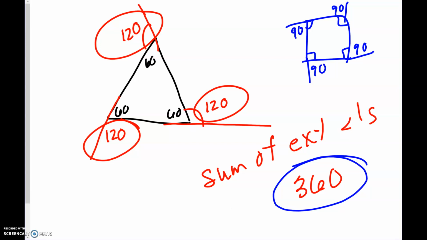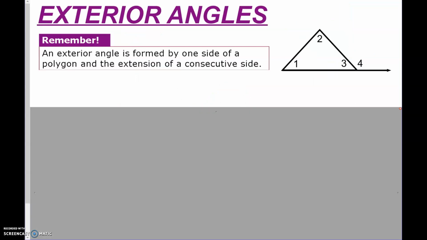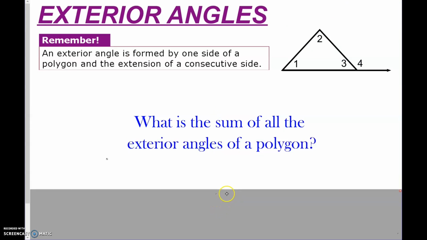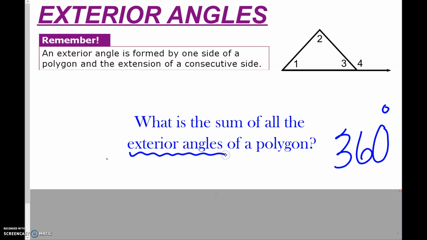And so what we find out if we were in the classroom is we would do those exterior angles, and we would find out that the sum of the exterior angles of a polygon is always 360 degrees. It doesn't matter if you have a pentagon or a hexagon, if it's regular, if it's not regular, if it's a dodecagon. The exterior angles will always add up to 360 degrees.